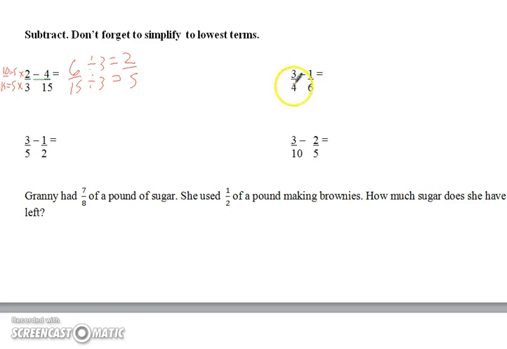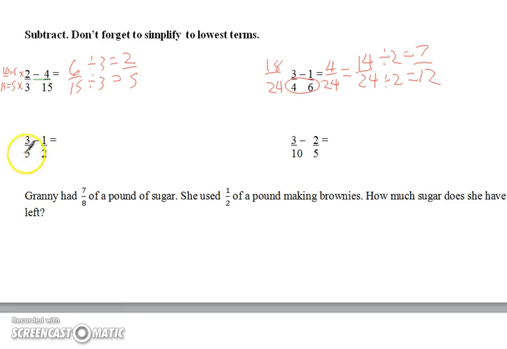3/4 minus 1/6. Cannot change the 4 to a 6 easily, so I'm going to cross multiply butterfly. If you did LCM, you would get a little bit easier problem. 6 times 3 is 18. 4 times 1 is 4. 18/24 minus 4/24 equals 14/24. So if you found LCM, you would have had 12, and you wouldn't have to do this step where you divided by 2 right here. But it doesn't make any difference because we're both going to end up with 7/12.